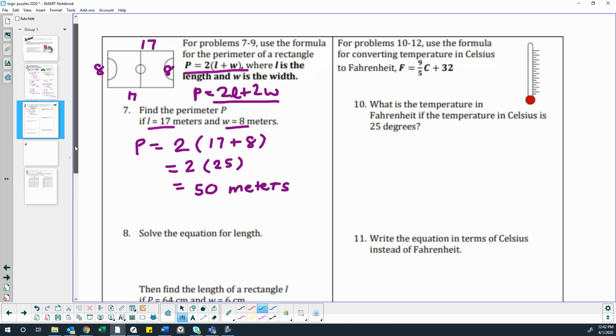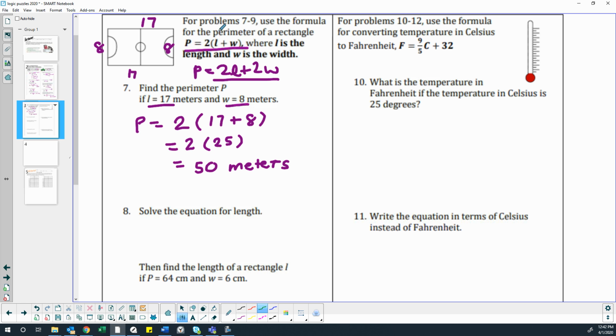Okay, moving on to question 8, we're going to solve our equation for L. To do this part, I'm going to use my second formula, P equals 2L plus 2W, which is where I just took the 2 and multiplied it through. So to solve it, we're going to move the 2W to the other side. So we would subtract the 2W, and that would equal 2L. But we want it to just equal L.